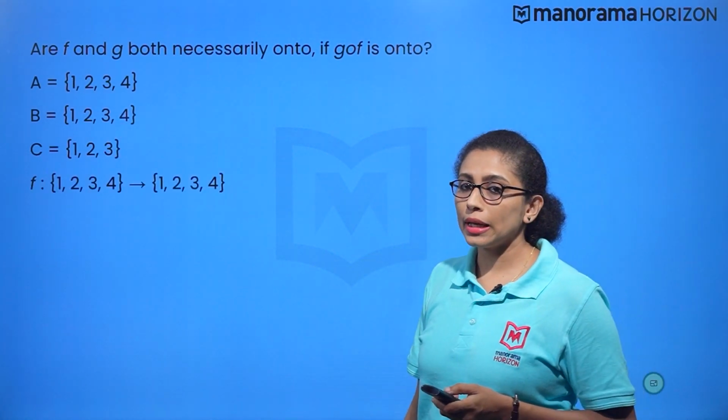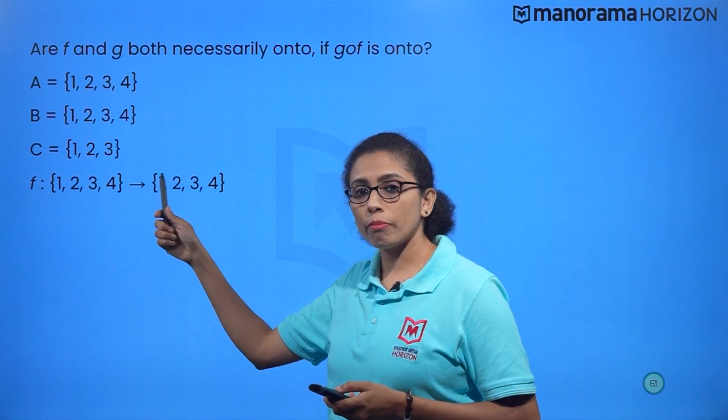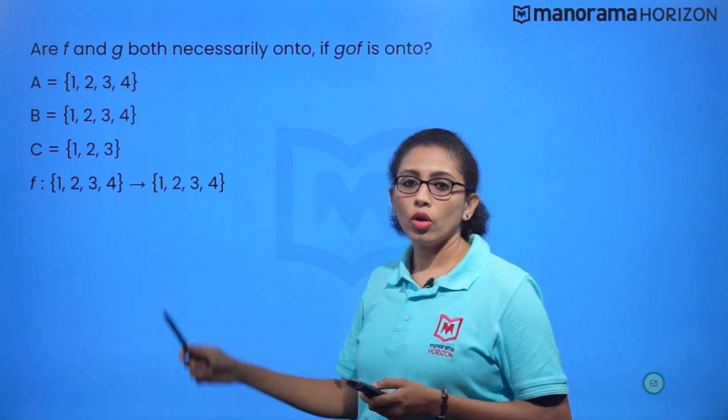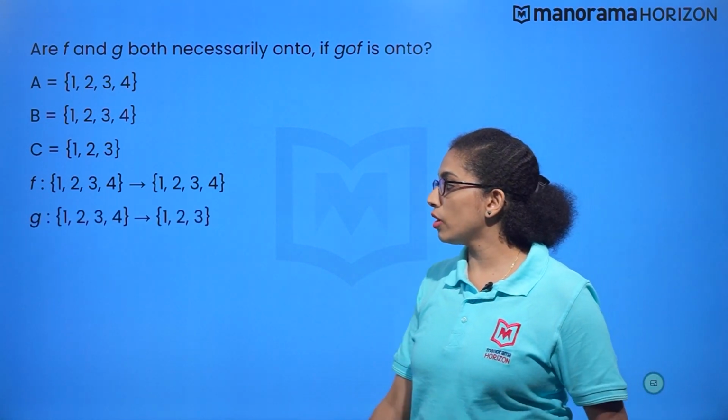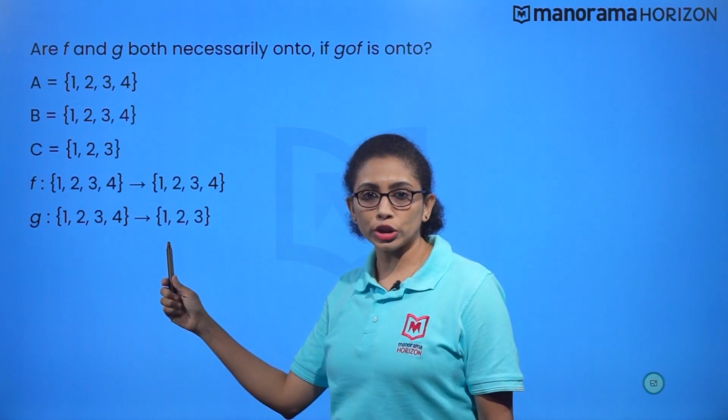So, what can be the function f? f maps the set {1, 2, 3, 4} to {1, 2, 3, 4}. Now, what will be the function g? g will map {1, 2, 3, 4} to the set C, that is {1, 2, 3}.